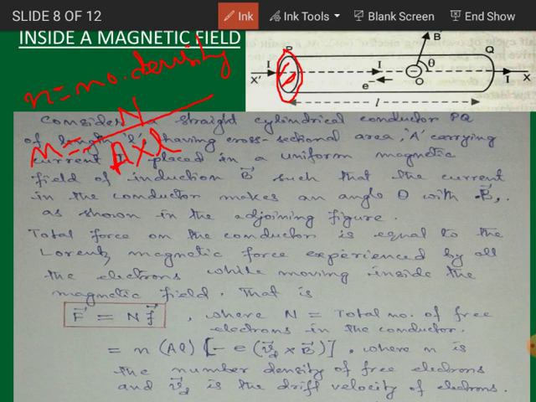So if we want to find that capital N, then your N will be equal to small n into A L, right? So instead of capital N, you write n times A L, where small n is the number density of free electrons of that particular material of the cylindrical conductor, A is its cross-sectional area, and L is the length of that cylindrical conductor. So if you multiply all these things, then you will get the total force experienced by all those free electrons present inside this cylinder.